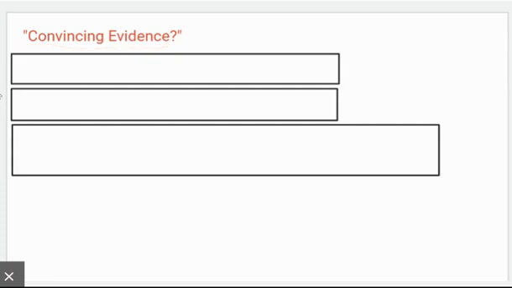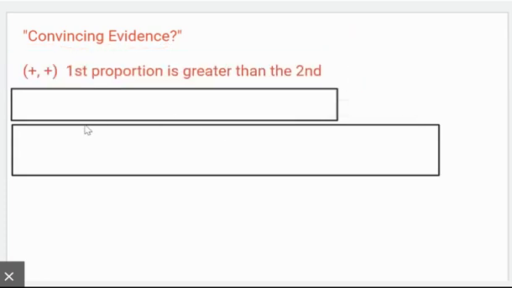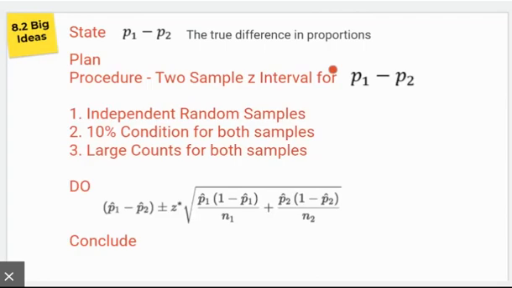Well, there's three situations that we have. The first one looks like this. If both of your values in your interval are positive, that means that your first proportion is greater than your second proportion. And you have to be very cognizant of the order of this, okay? Maybe you're comparing males to females. Maybe you're comparing juniors to seniors. Maybe you are comparing teenagers to adults, whatever it may be. But the order matters, okay? It gives you context, so you got to pay attention to that.